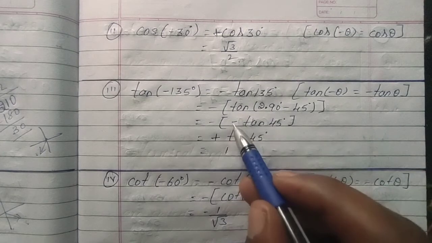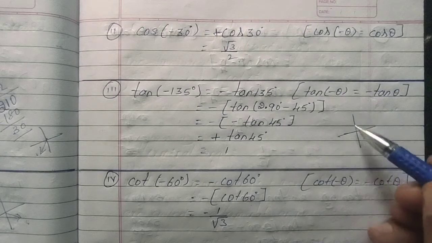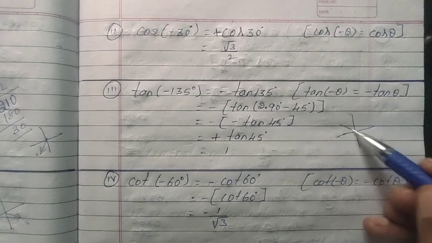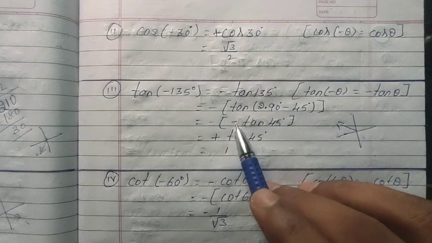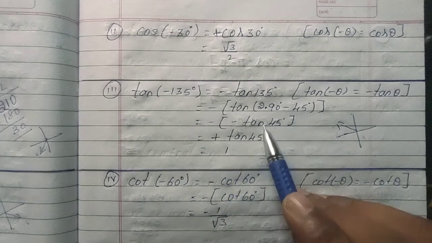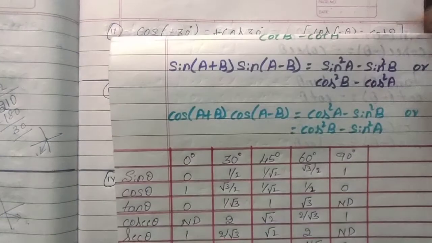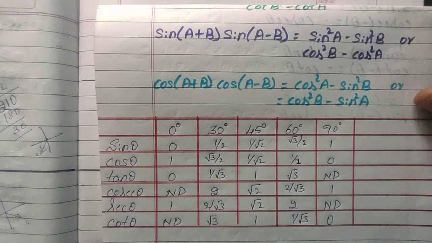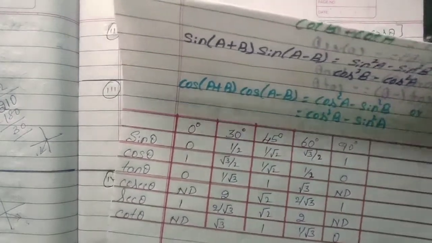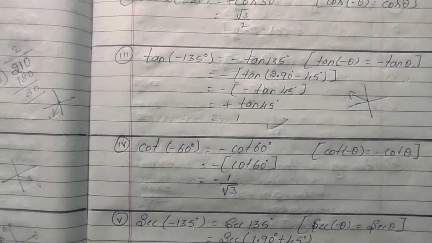135. Now we should decide the sign for our result. So how to decide? In which quadrant does 135 lie? Above 90, below 180 means in the second quadrant. In the second quadrant tan is negative. Therefore minus we should take. This minus and minus become plus tan 45. Tan 45 value is 1. Students, you remember this table, the standard angles for all the 6 ratios. It is very important when you are attending these questions.